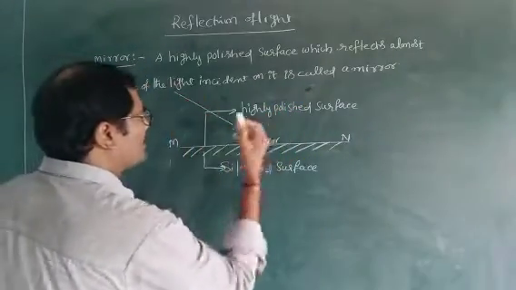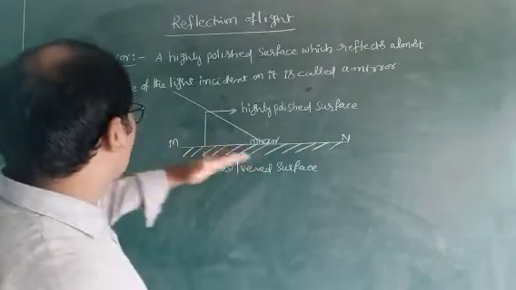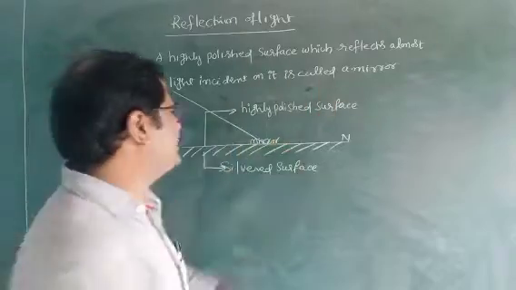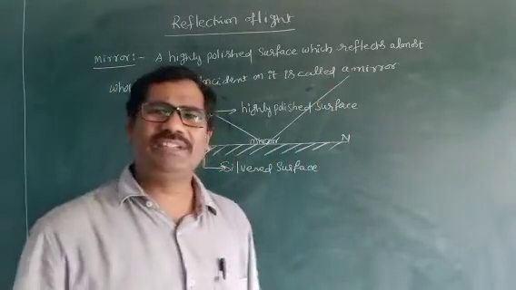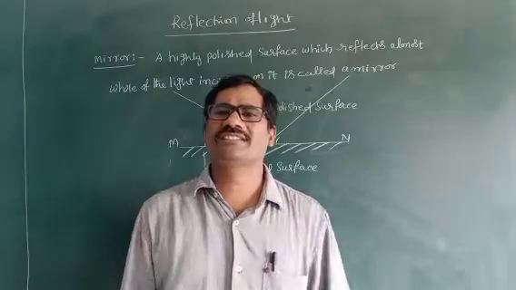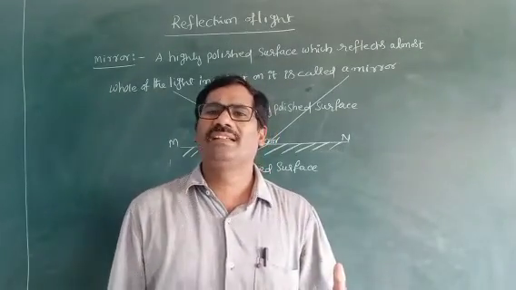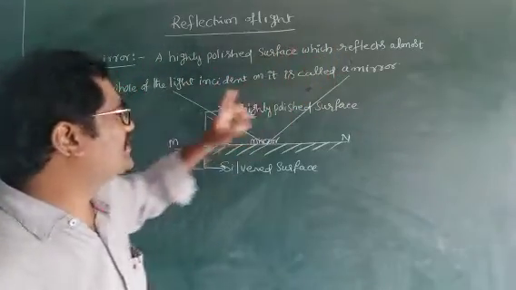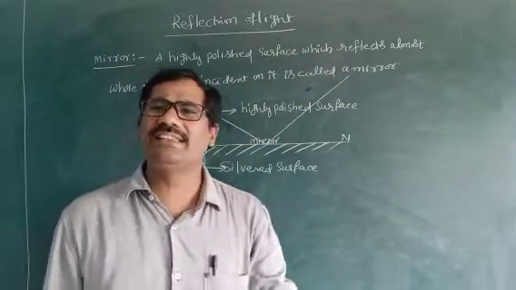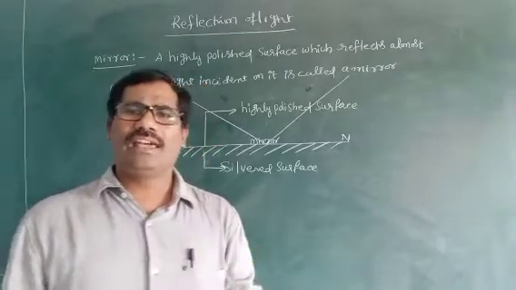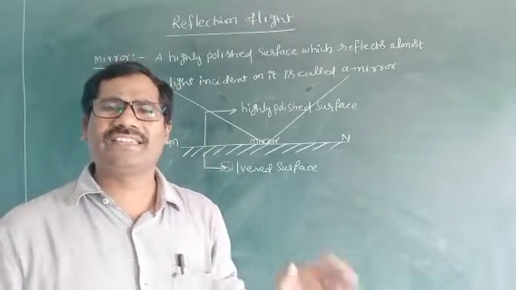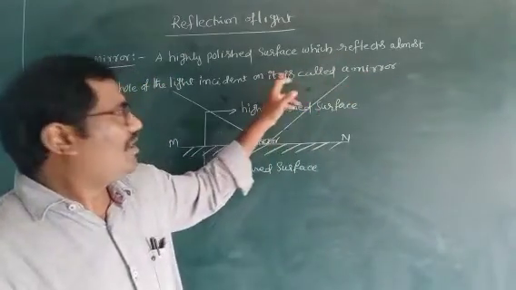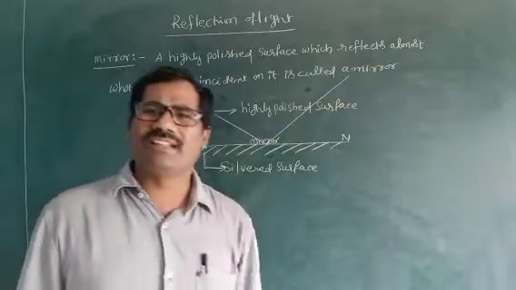A mirror is a highly polished surface which reflects almost all of the light incident on it. When light falls on the surface, almost complete light reflects back into the same medium. The object is known as a mirror.